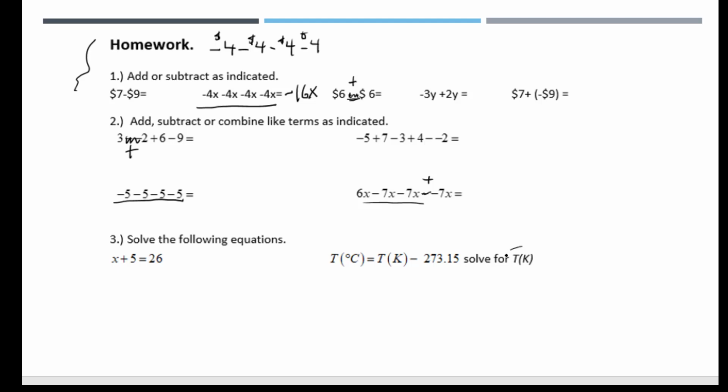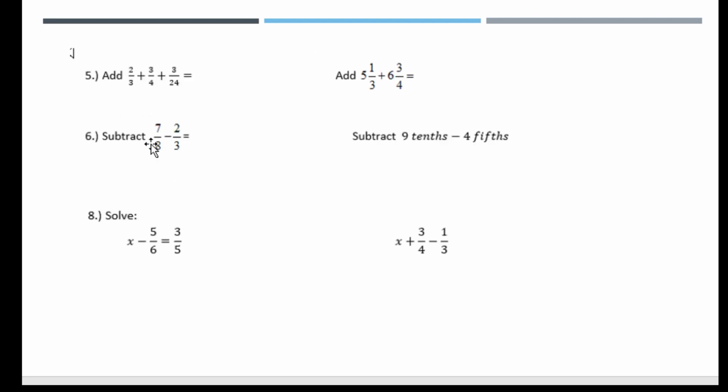Here you're solving for this. Sometimes that's how it's written. So you have to get rid of this by adding this to both sides, and that's all you'll need to do. Same here. Now you'll want to make sure you have thirds, fourths, and 24ths. So you want to make sure you get an LCM here. And the LCM is 24. So you want to change this and this to 24ths.